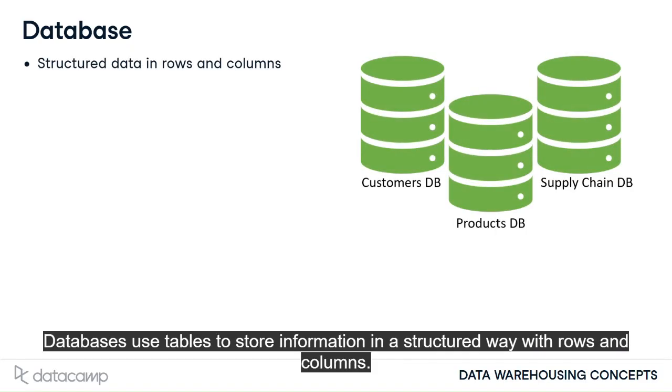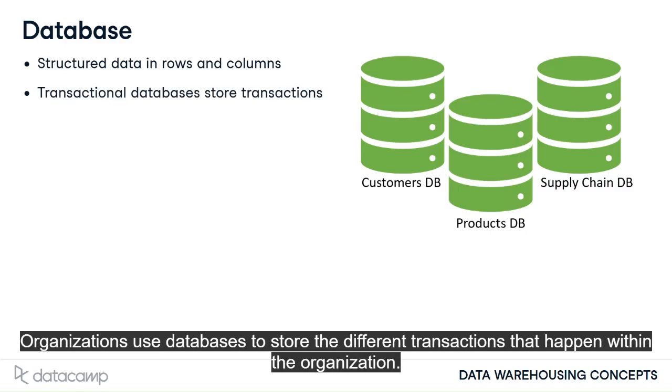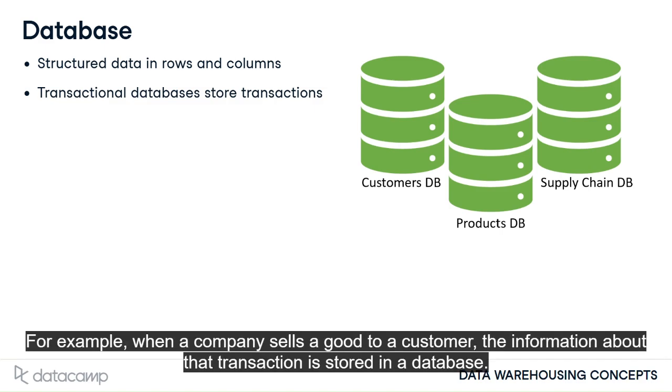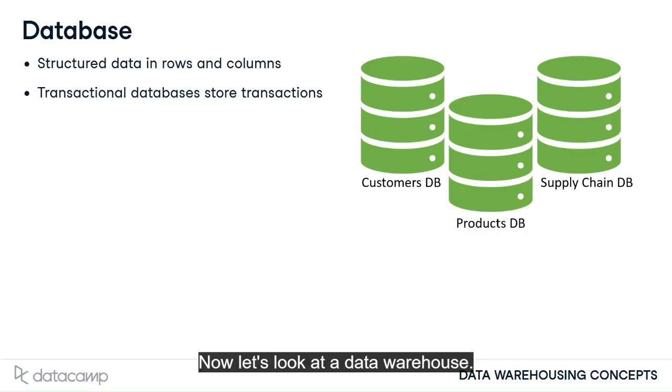Databases use tables to store information in a structured way with rows and columns. Organizations use databases to store the different transactions that happen within the organization. We will call them transactional databases. For example, when a company sells a good to a customer, the information about that transaction is stored in a database. Now, let's look at a data warehouse.